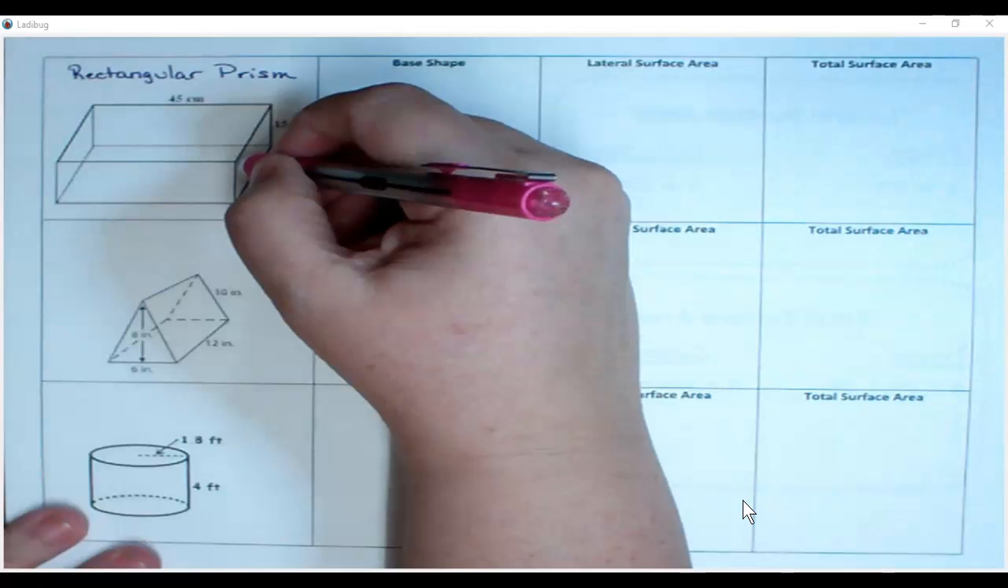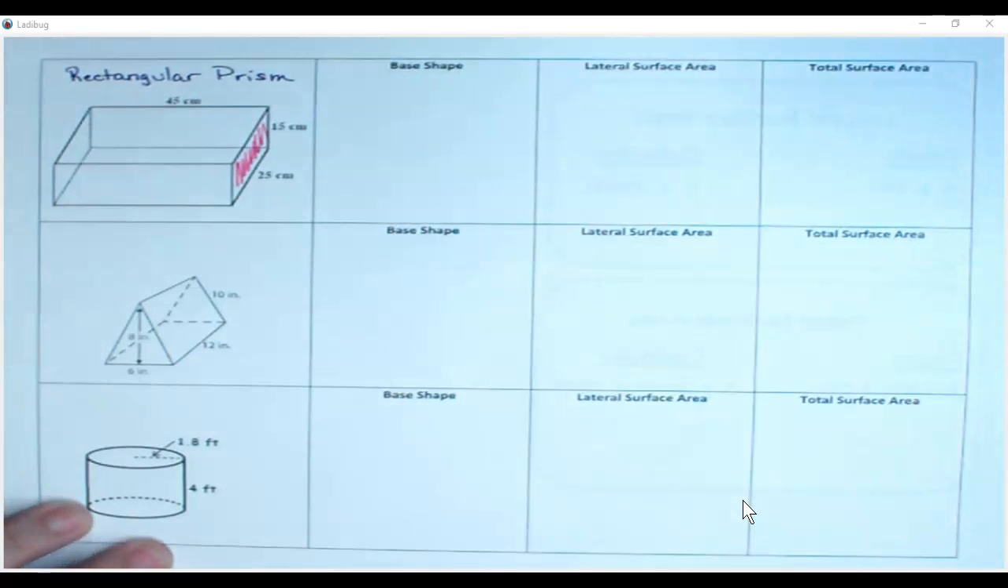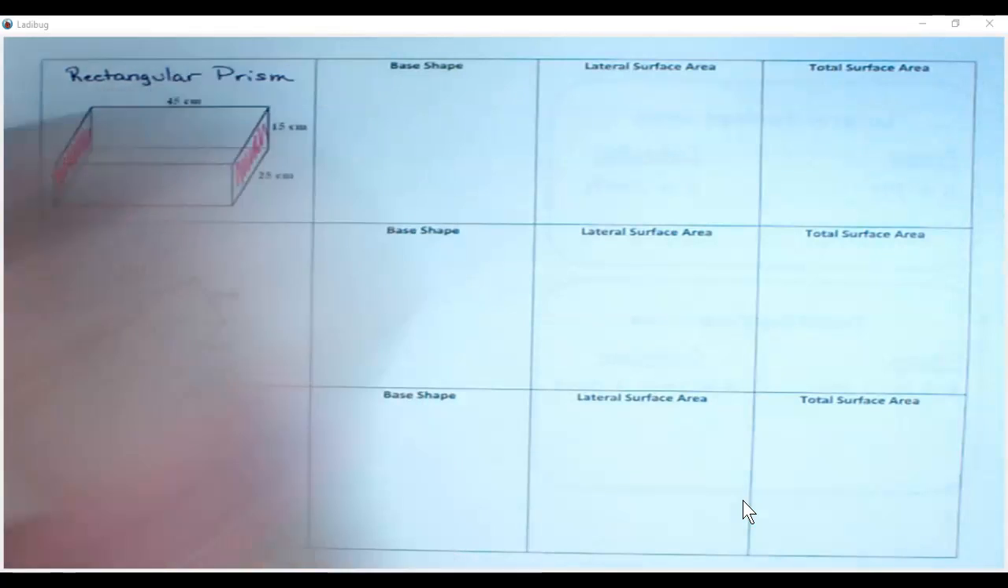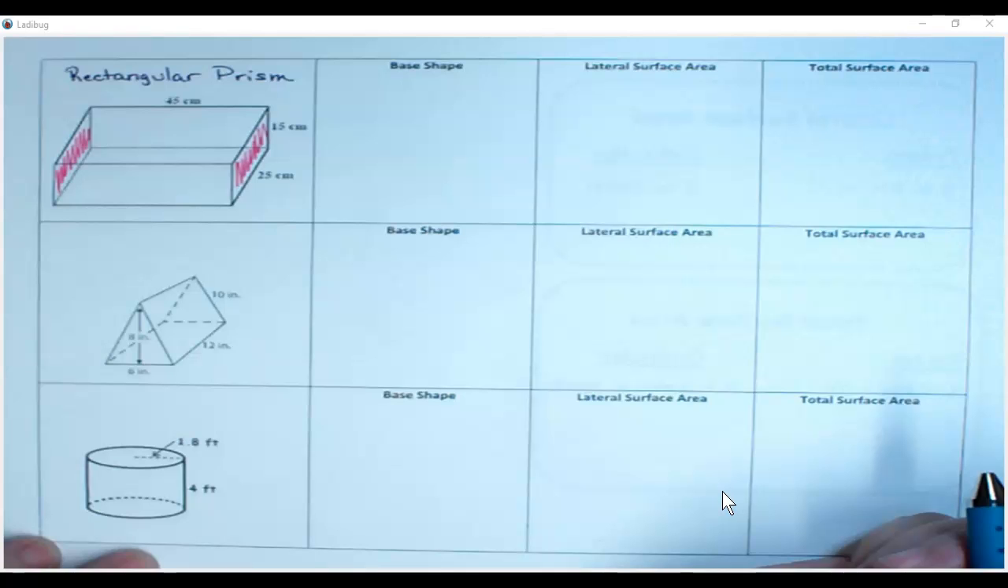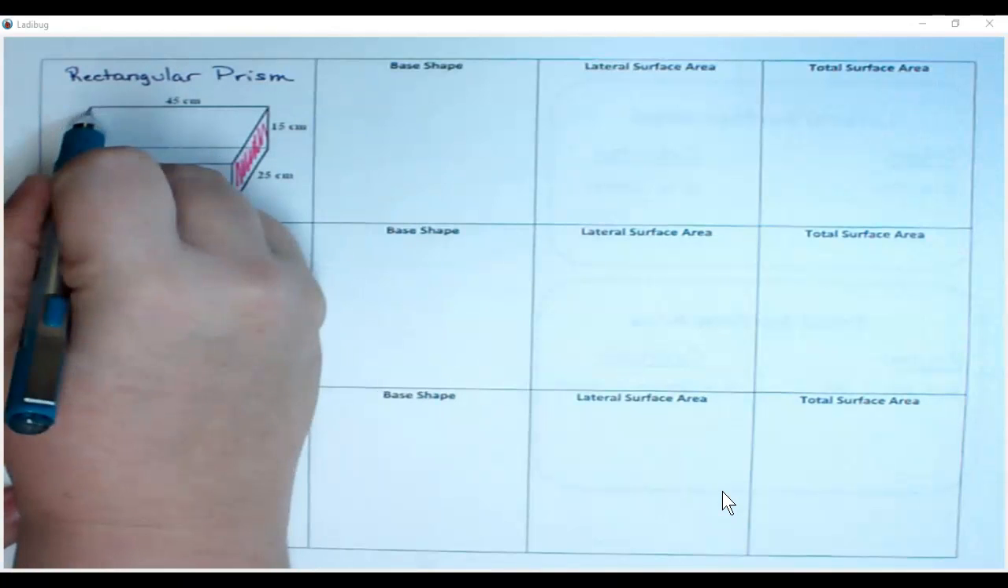So I'm going to go ahead and tell you that we're going to use this side as our base. And if our right side is the base, that means our other base is over on the left. So once we have our two bases identified, it's easy to see where the height of the prism is. How tall is this prism? If you remember from our vocabulary, the height of the prism is the distance between the bases.